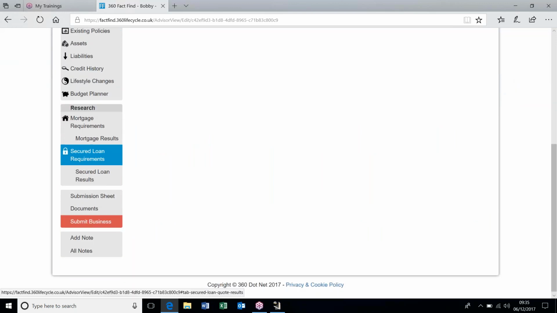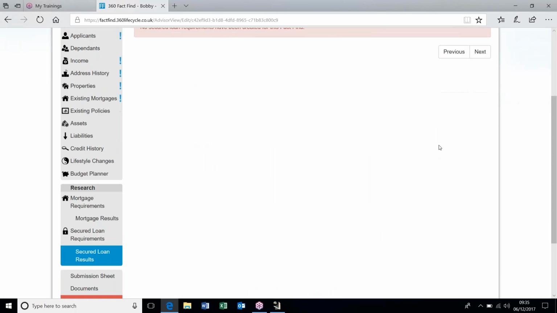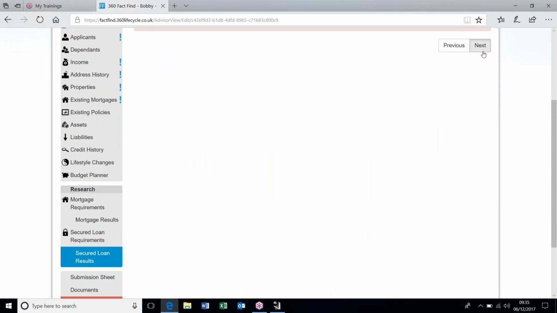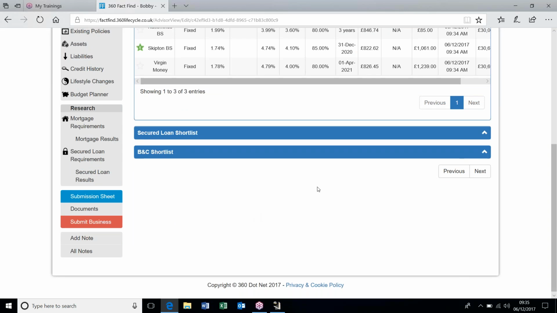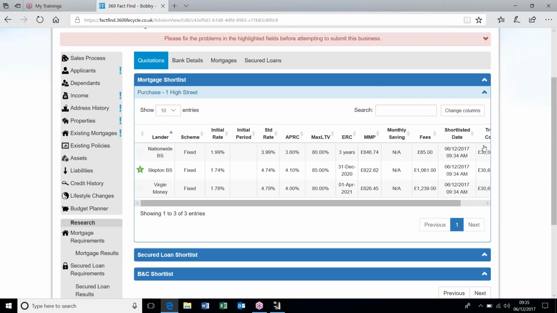Okay, so I'm not going to be doing any secured loans because it's a first-time buyer. I'm not going to be worrying about that. So the next thing we're going to look at is the submission sheet on the left-hand side. I'm now looking at the shortlists for the mortgages, and what I've got to do now is request an illustration.